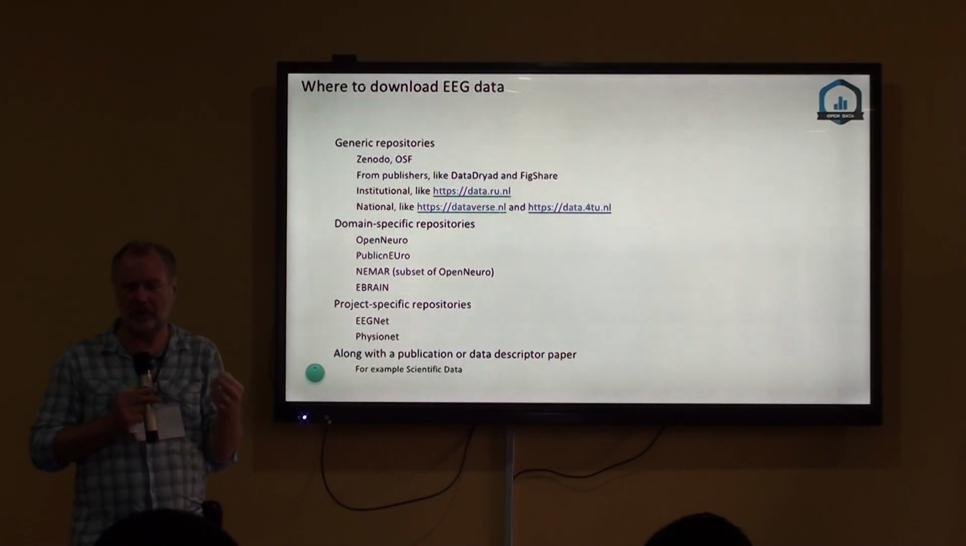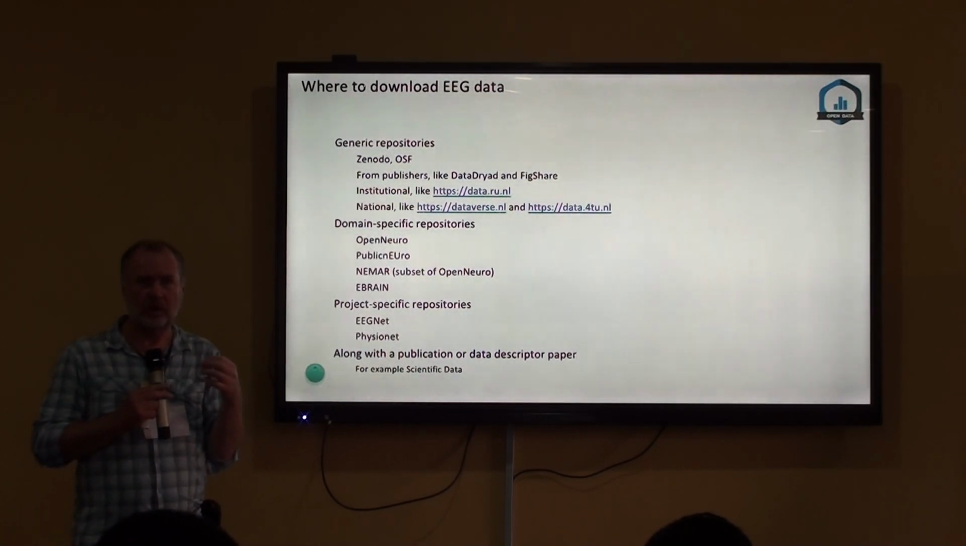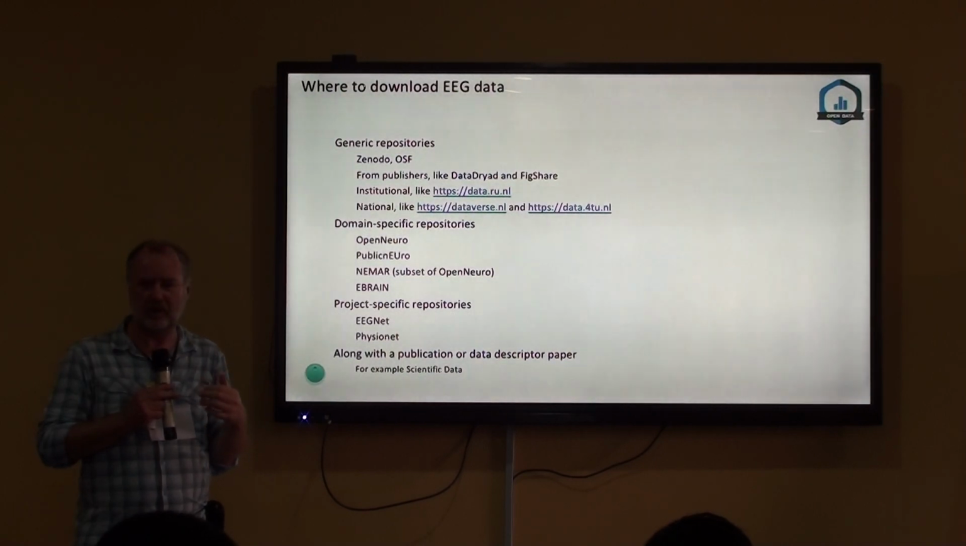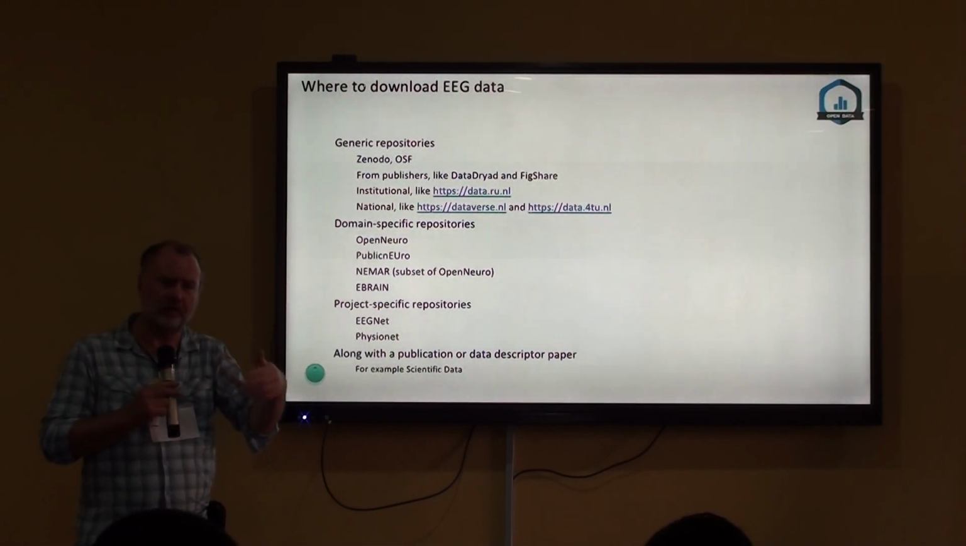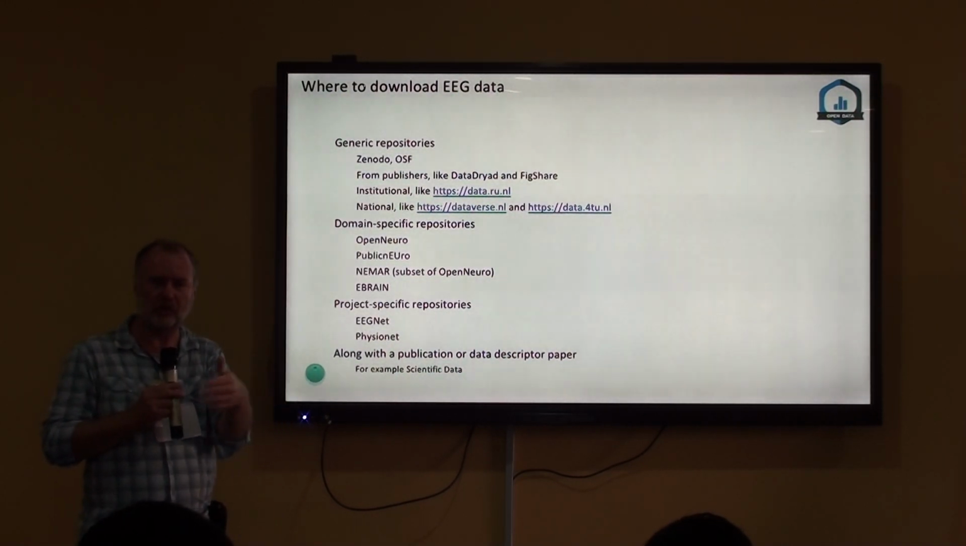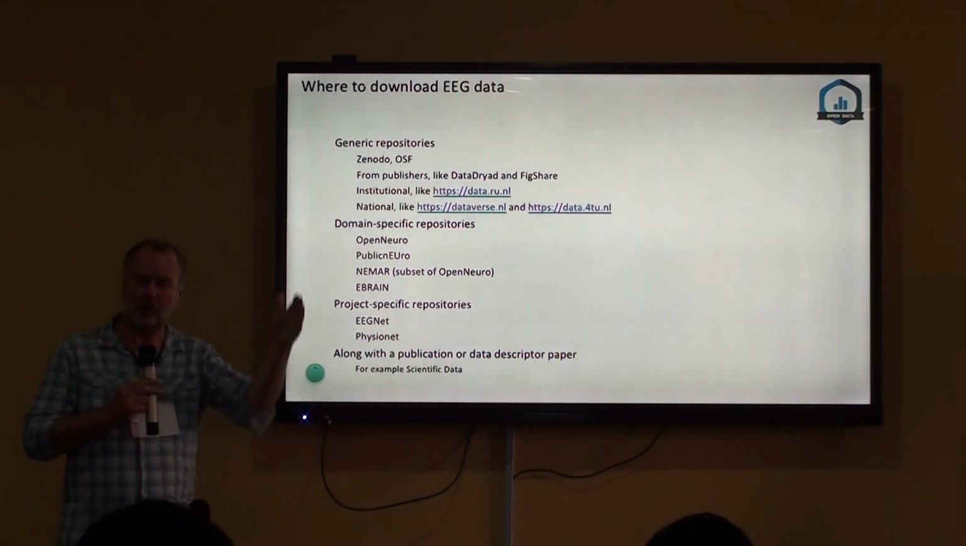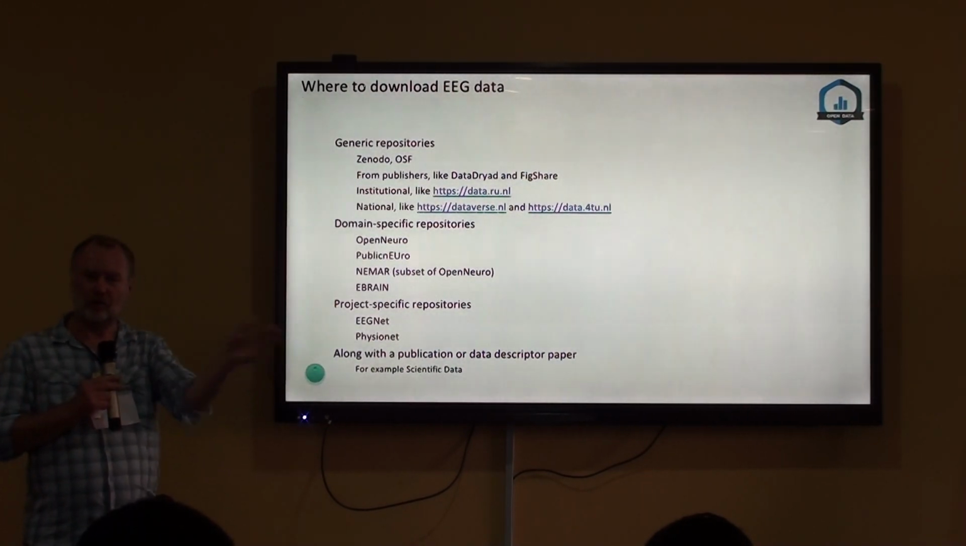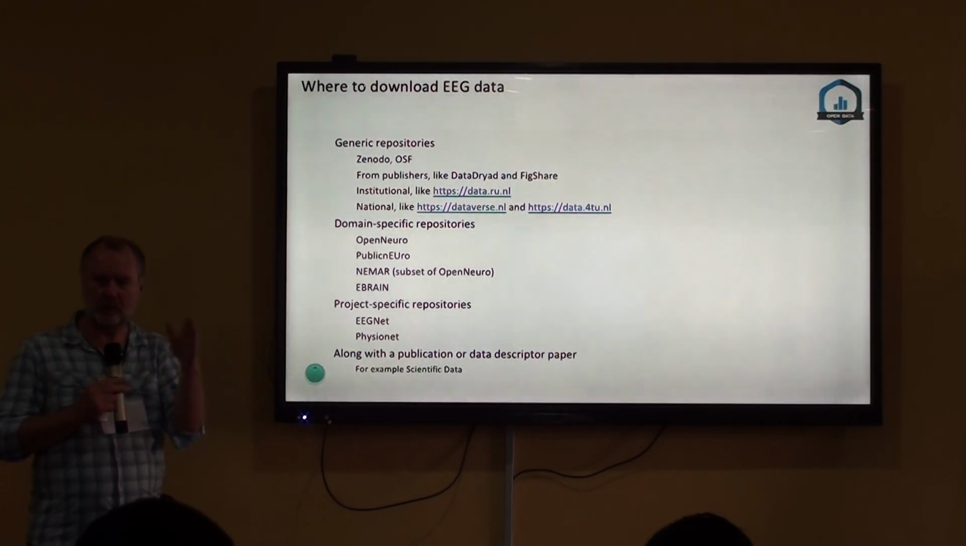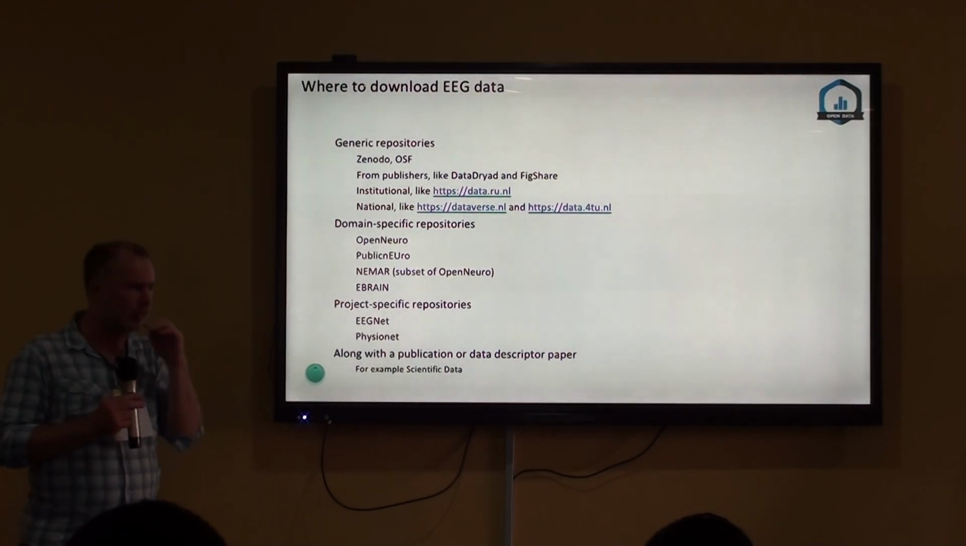So these are all generic data repositories. And the consequence is that they're not so explicit about the types of data that you can find. So you have to put a little bit more effort into finding these data sets, because you have to find them as if all the books in the library are unsorted. If the books are nicely sorted, it's much easier to find the book of the author that you're looking for.